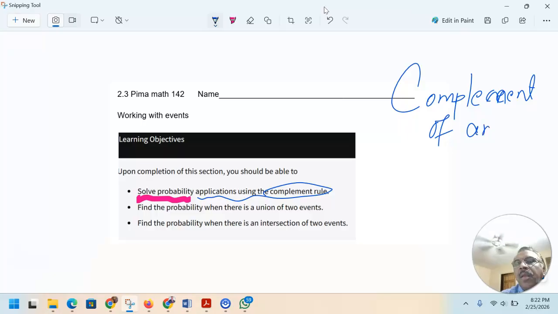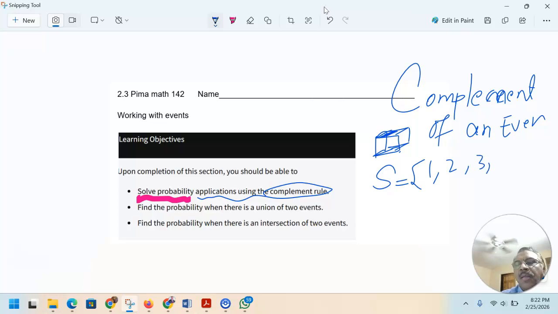event is. We already know the meaning of event from the last lesson. When you roll a dice, the sample space, the number that shows up, could be any of these: one, two, three, four, five, six. Now, what is the meaning of an event? Basically it means a subset. Event means subset.